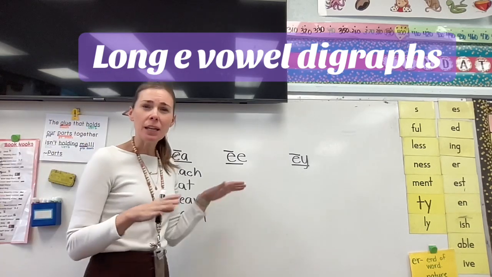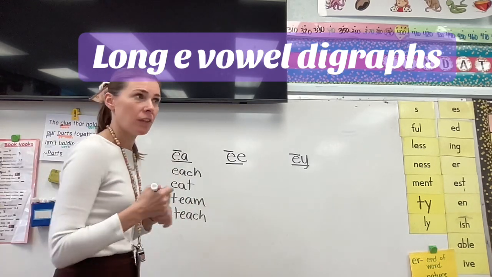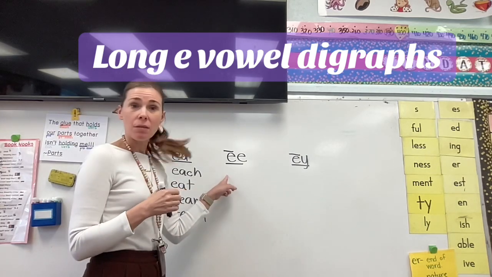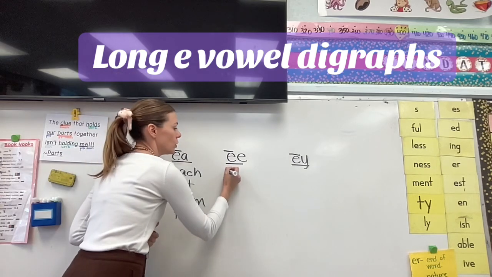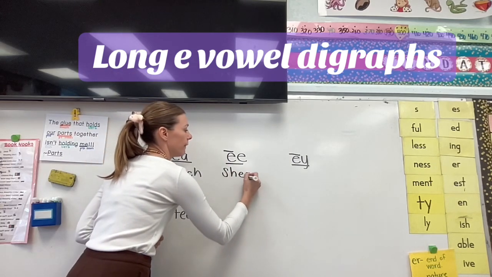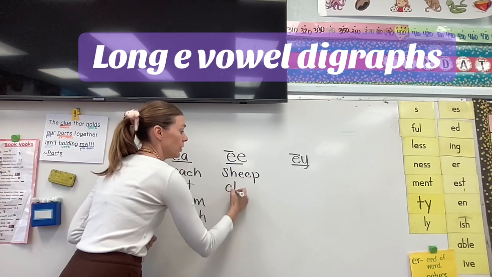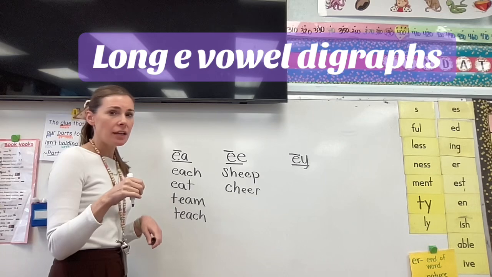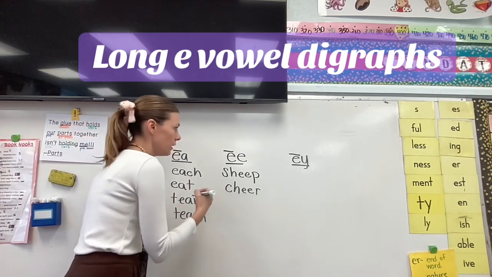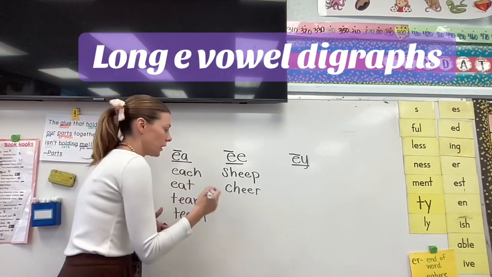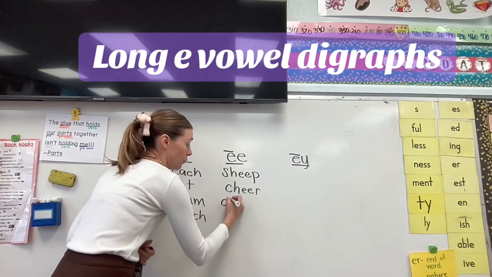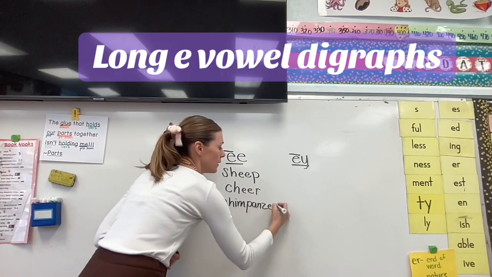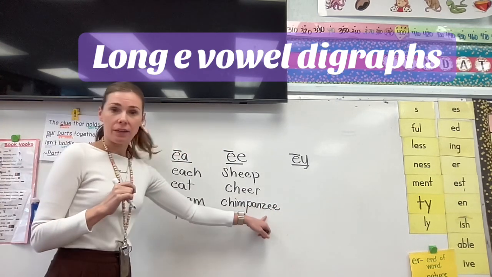EE can be found at the beginning. It's not very common. I can't really think of many other than eel that have the EE at the beginning. It's most common in the middle of words, like in the word sheep, or in the word cheer. Ear, you hear the E's making the E sound in cheer. And it comes at the end of words like, it's not common at the end either, but it comes at the end of words like in chimpanzee, in a multisyllabic word. Chimpanzee. The EE is making the E sound at the end of this one.